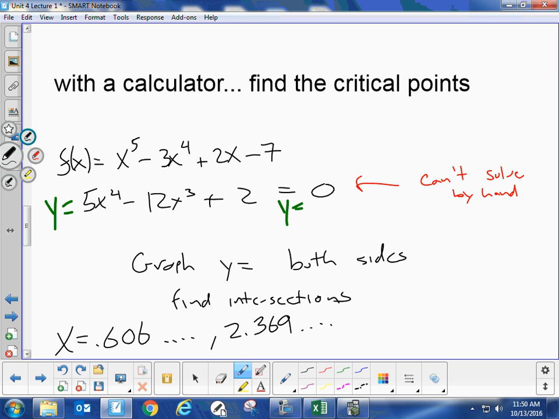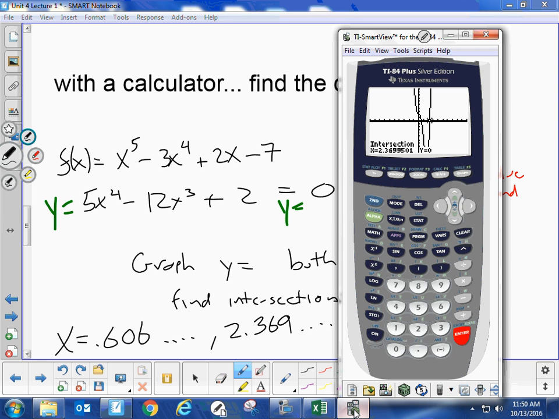You're allowed to truncate your answers. We typically put our answers into 3 decimal places. Truncating is fine, rounding is fine. I prefer truncating because it's just simpler. You don't have to worry about rounding up or down. Okay? So you just cut out the number right at the 3rd decimal place. Boom, we have now found our critical points.